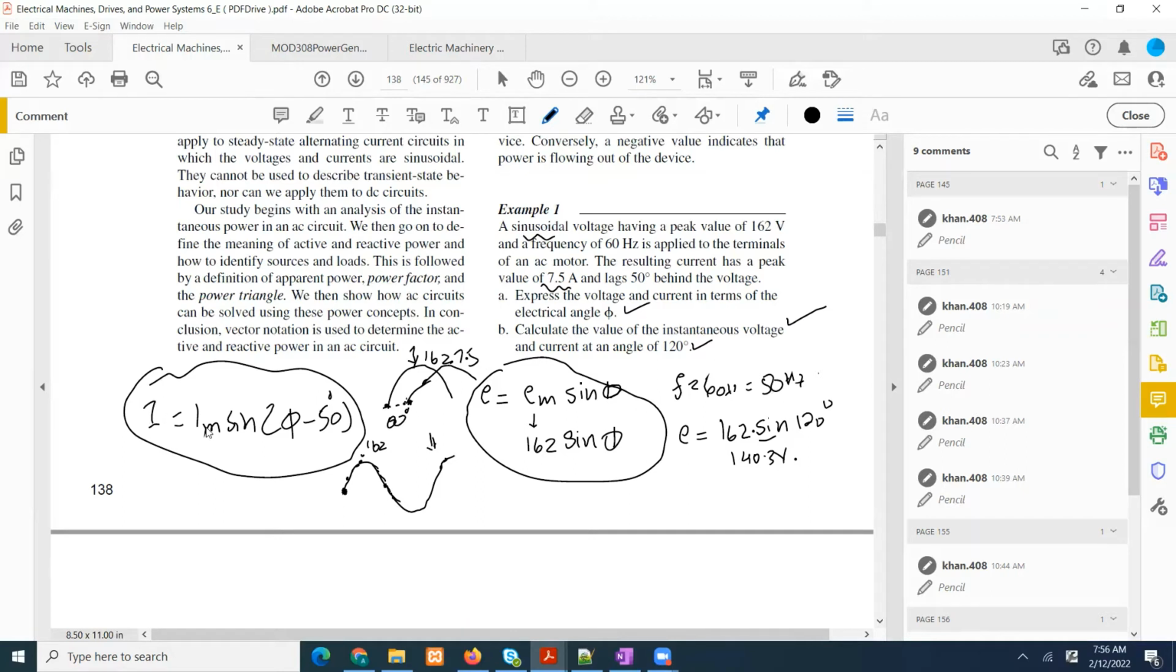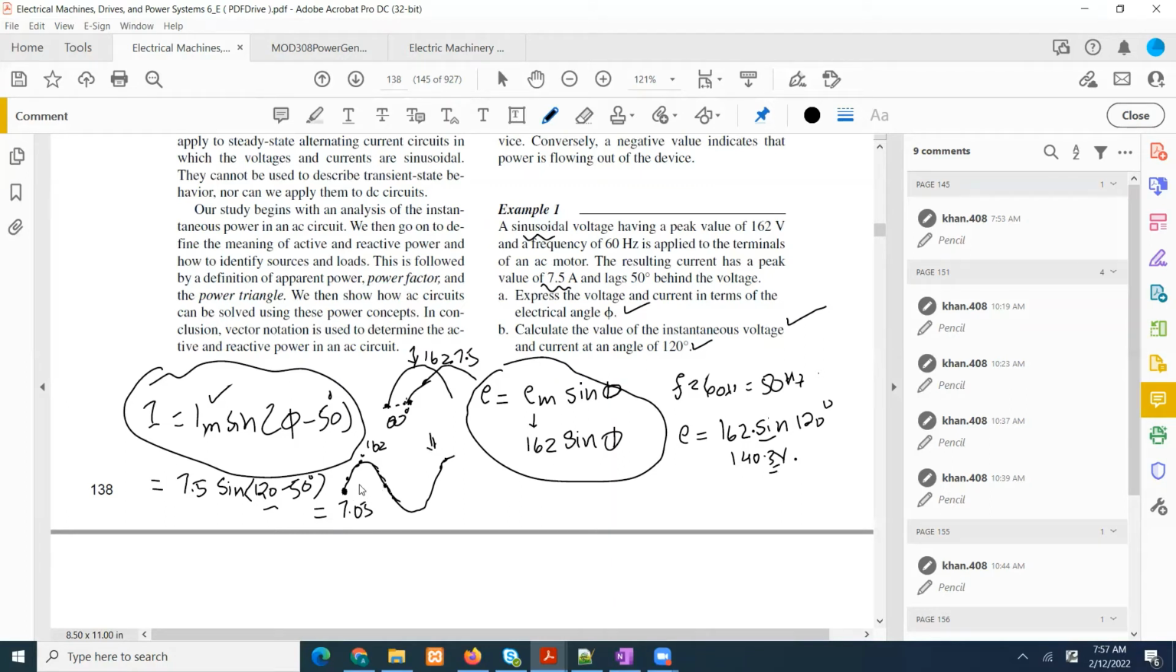All right, so that is our voltage. If you want to look at the current, well, the I max is what? The I max is 7.5. So you do 7.5 times sine of 120 degrees minus 50. That's that easy. So you do this, and what you find is 7.05.